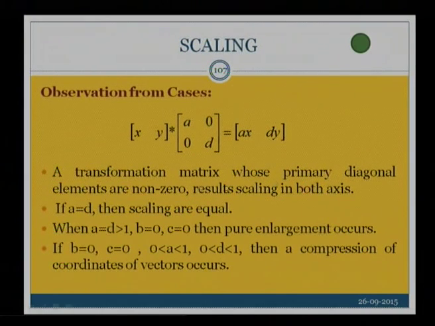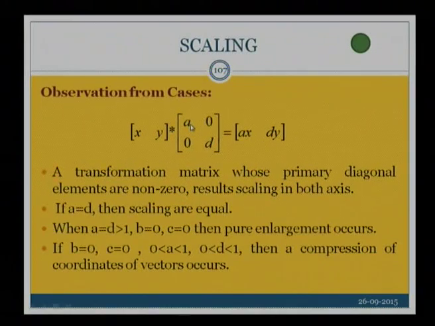Now, this is the observation from the cases. A transformation matrix whose primary diagonal elements are non-zero results in scaling in both axes. This is the main diagonal, the primary diagonal. You see, this matrix has only 4 elements, and 2 of those elements are diagonal elements. So, if you know the diagonal information you can tell. If a diagonal element is other than 1, that means it will scale. Simple, it will increase or decrease. If you multiply with A and D, if it is 2, then it will double. If it is 4, it will be 4 times, or if it is 0.5, it will make it half.